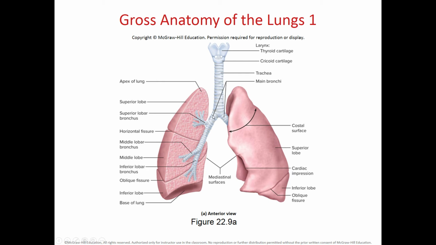And then this main bronchi again will be subdivided into the lower bronchi: superior, middle, and inferior in the case of the right, and superior and inferior in the case of the left. And then these lower bronchi will be subdivided into the segmental bronchi. So these lobes of the lungs are subdivided into the different segments.